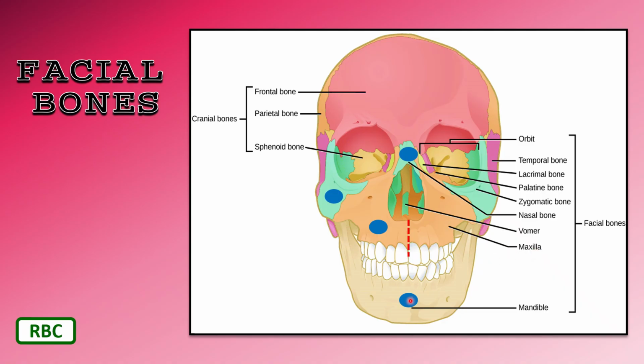There's your mandible. It's a single bone. It's your lower jaw bone, and it surrounds and supports the lower teeth. It's the only movable bone of the skull, by the way, not including the auditory ossicles, your inner ear bones.